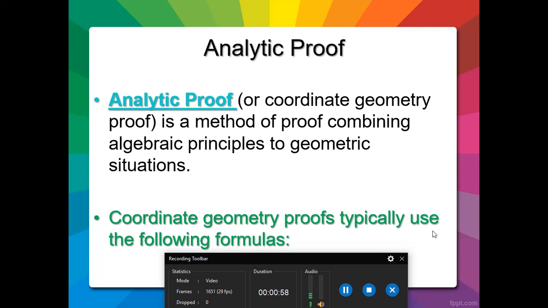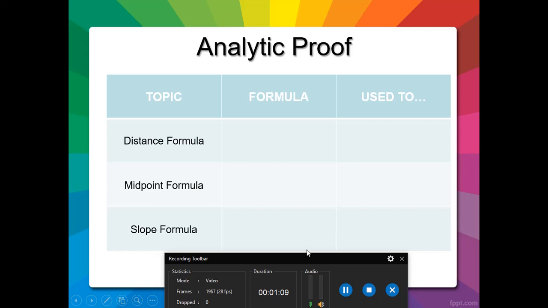So these are the formulas that we're going to typically use in coordinate geometry proof. So there's not a lot of variety. You just have to pick the method that you would like to use. So normally in an analytic proof, we're going to use the distance formula, the midpoint formula, and the slope formula.